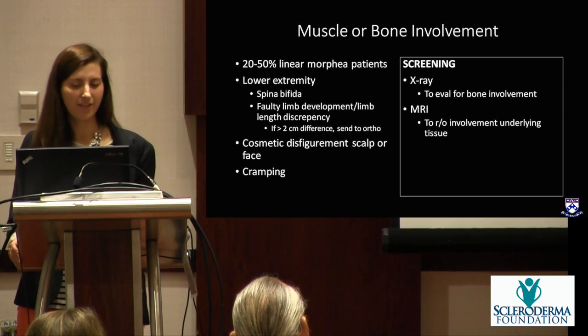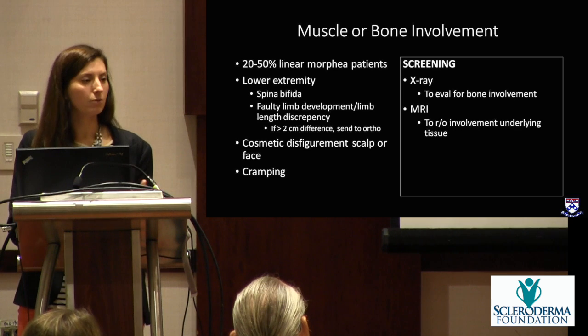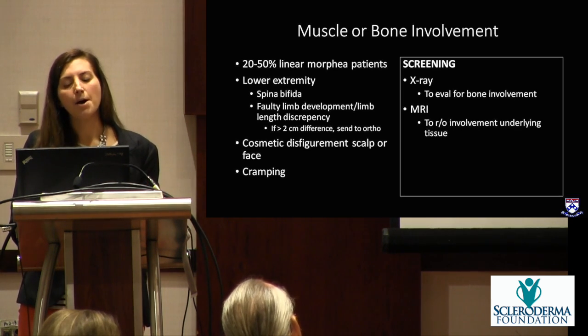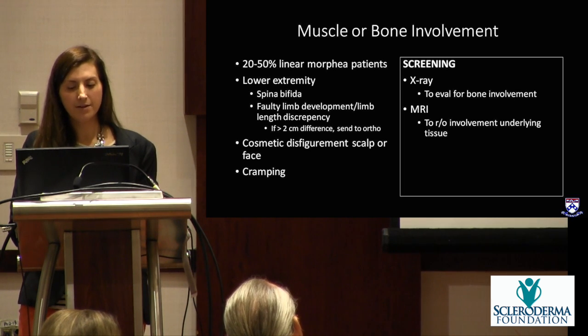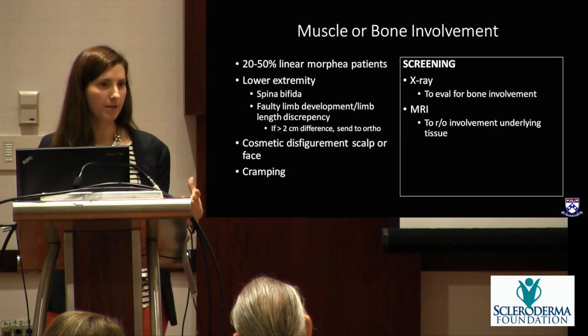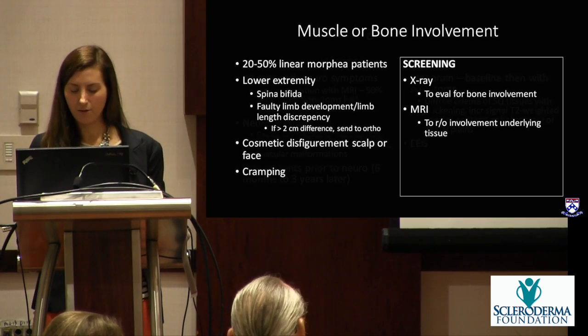How can we screen for this? We can do x-rays, or we can do an MRI of the affected lesions, head or extremity. I typically do a baseline MRI. If there is additional cramping or such down the road, sometimes I'll do a follow-up.